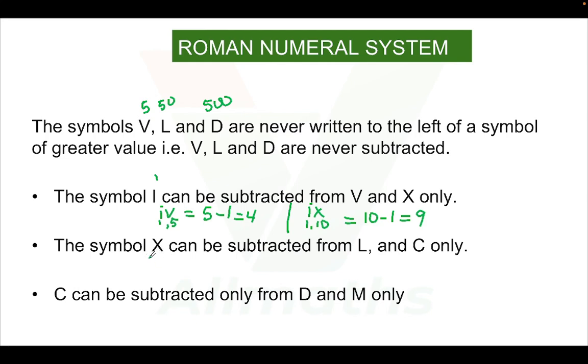X can only come behind L and C, meaning that yes, you can have XL, which is 10 coming behind 50. We've done this in the previous slide, giving us 50 minus 10, and that is what? 40. Yes. And you can also have X come behind C, which is 10 coming behind 100, giving us 100 minus 10, and that is what? 90.